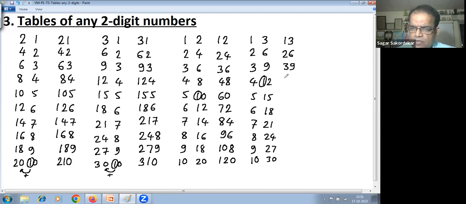4 plus 1, 5, 52. 5 plus 1, 6, 65. 6 plus 1, 7, 78. 7 plus 2, 9, 91. 8 plus 2, 10, 104. 9 plus 2, 11, 117. 10 plus 3, 13, 130. Like this, you can generate the table of any two-digit number. It's a totally general method of generating tables.